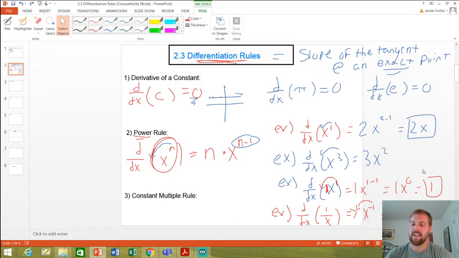All right, well, if you can't see it, we'll go over it more in class, and that's fine. But again, yeah, the derivative of 1 over x is negative 1 over x squared doing power rule, which is cool. Let's talk about the constant multiple rule.